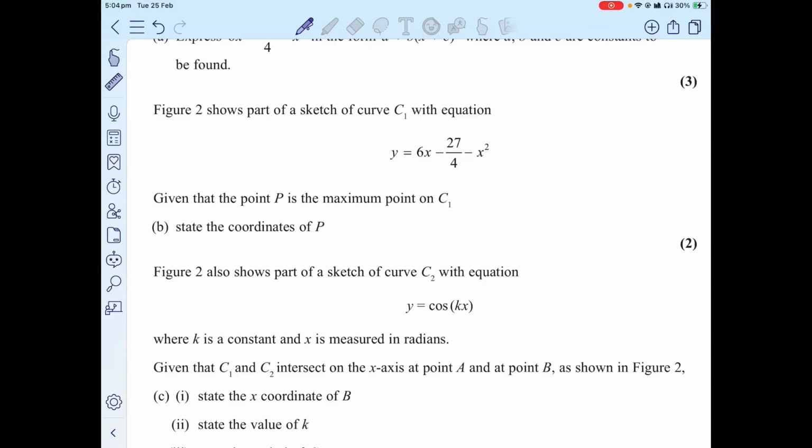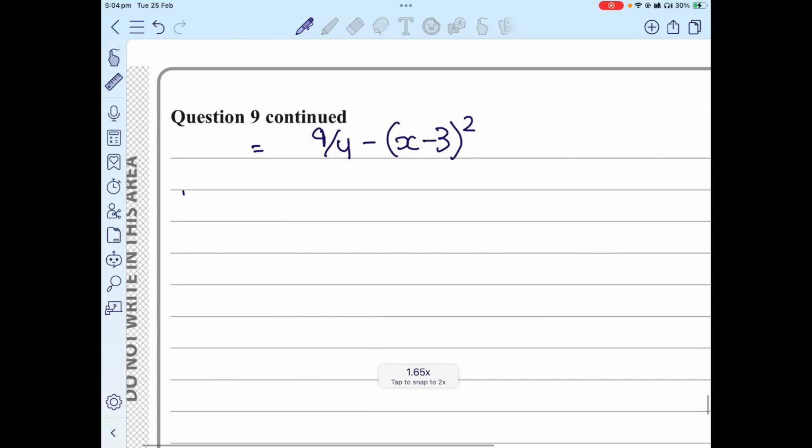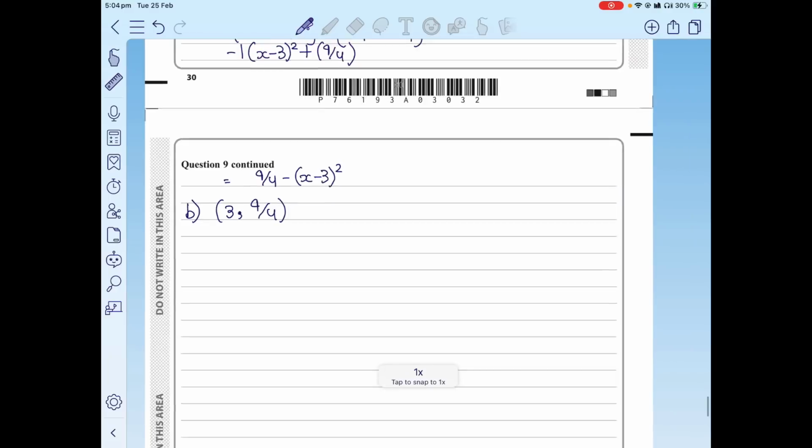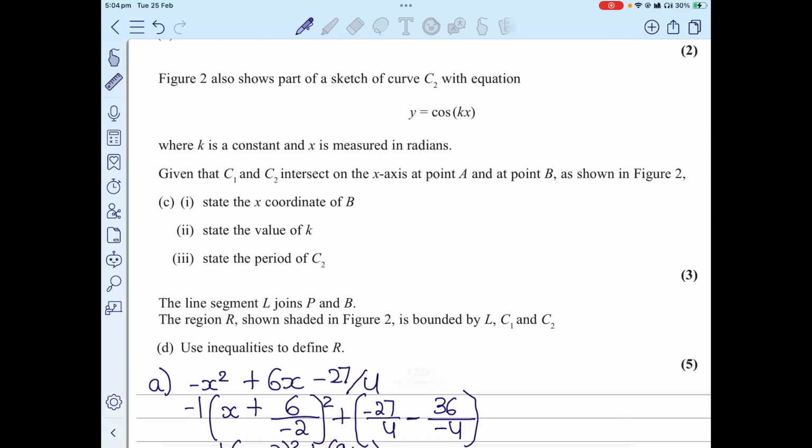After that, it says we have found the completing the square. Now it says find the maximum value, which is point P. So the maximum value is very easy to find. The negative 3 becomes positive 3, comma, and this is 9 over 4. The outside value is the x and y. Very easy question.